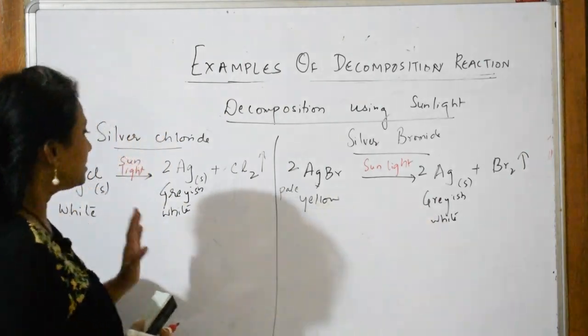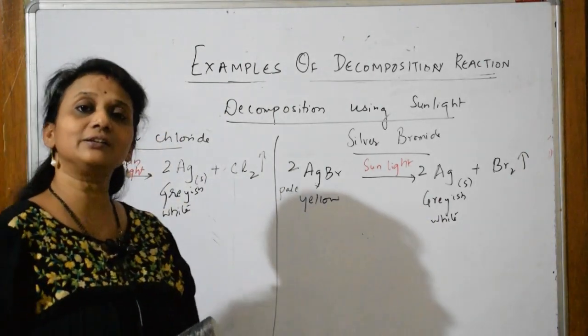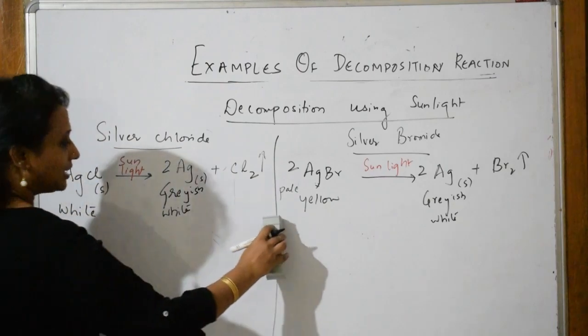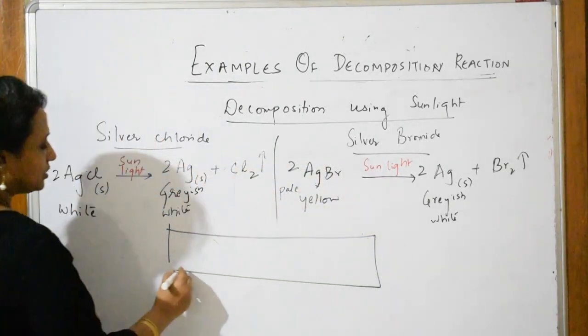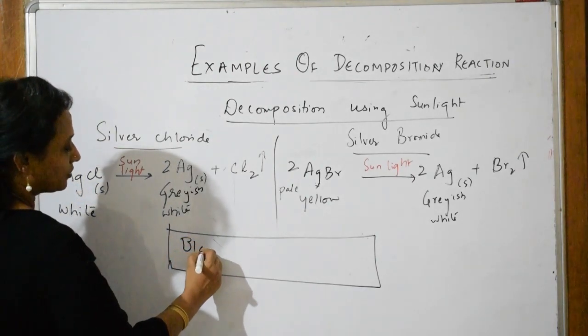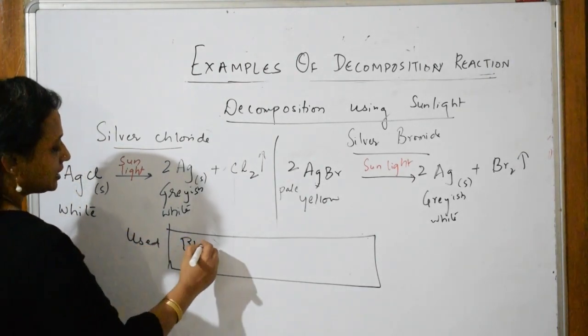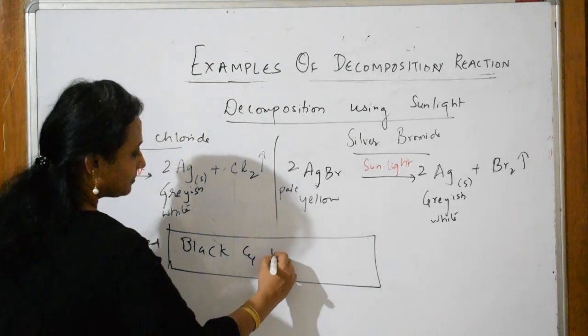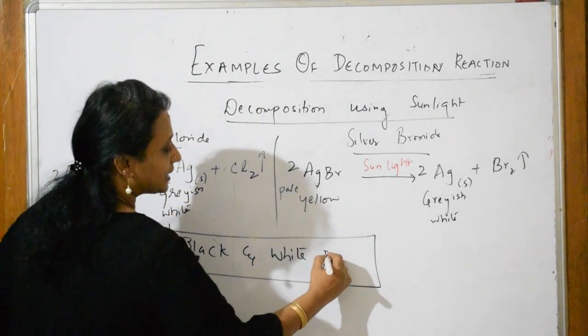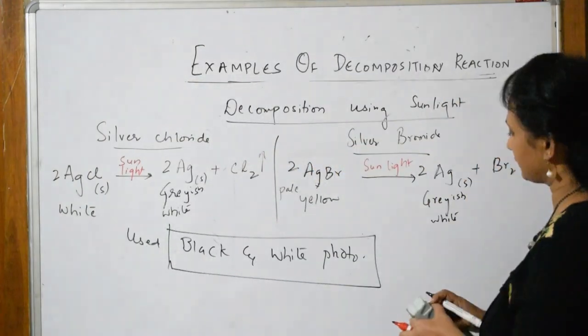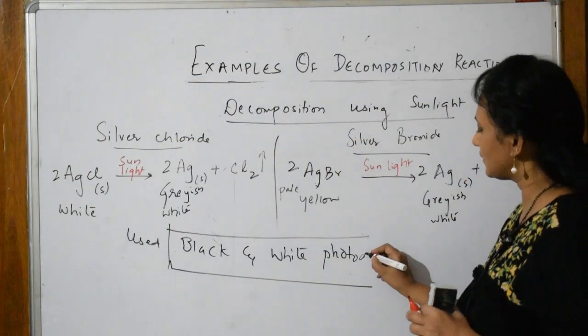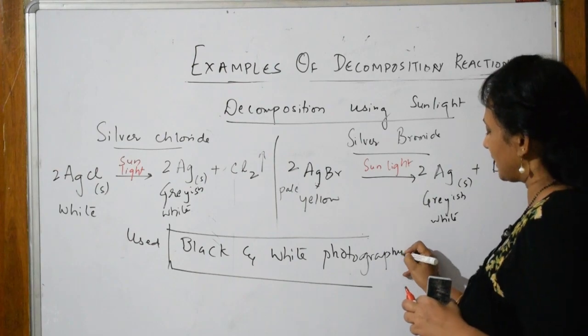Right. Now, here one important thing. This particular reaction, both the reactions rather, are used in black and white photography. So here they'll also be asking you, okay, this is used in black and white photography. Black and white photography. Right. So nobody will ask you how it is used, what black and white photography is, but I'll give you a small idea about it.